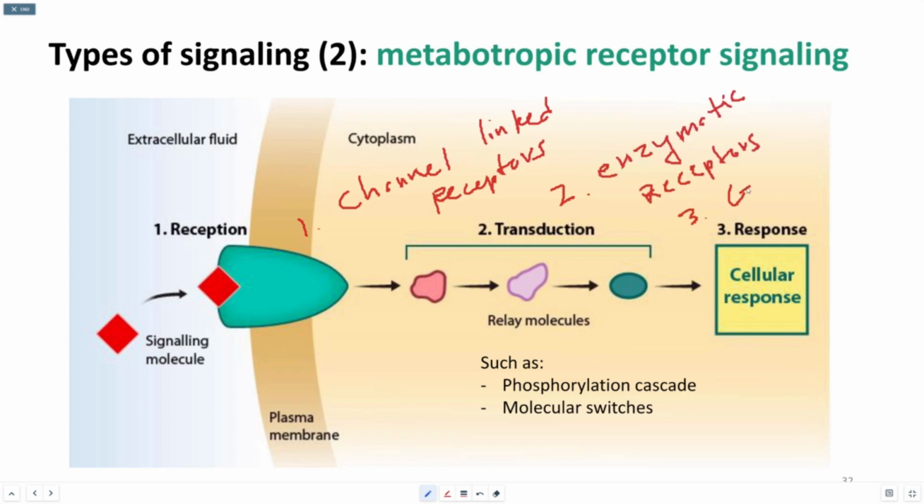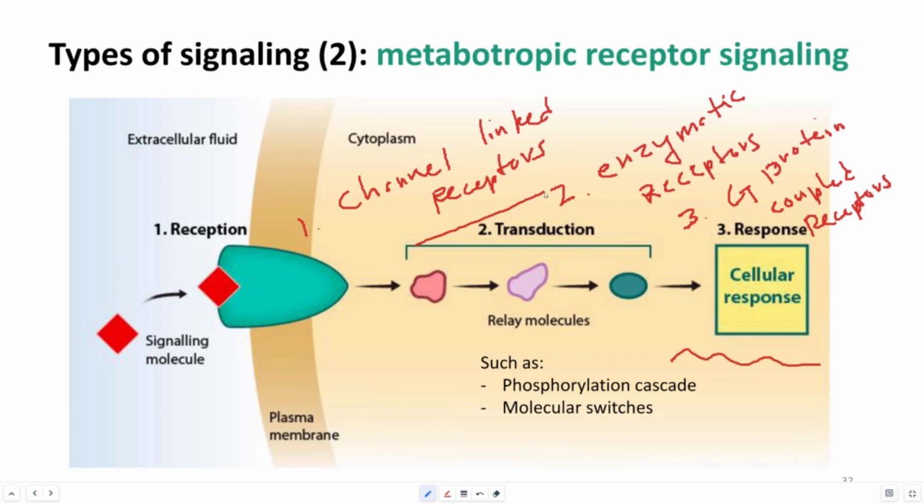G protein: when a signal molecule binds to the receptor, it's going to relay a signal in the form of transduction. This can then lead to phosphorylation of other enzymes or turning on other kinds of molecular switches, which will eventually turn on the cell's response. This will most likely result in a release of a protein.